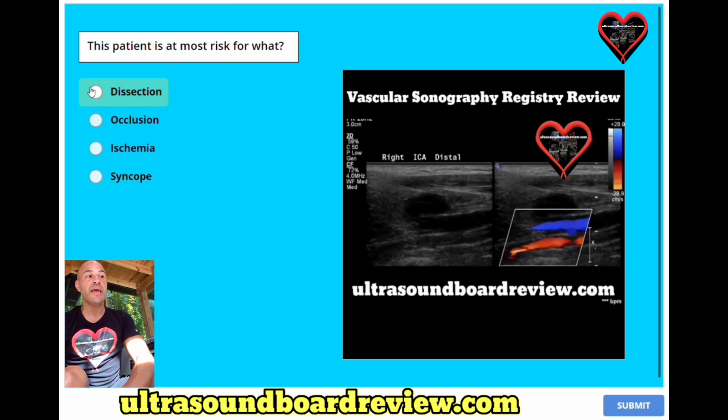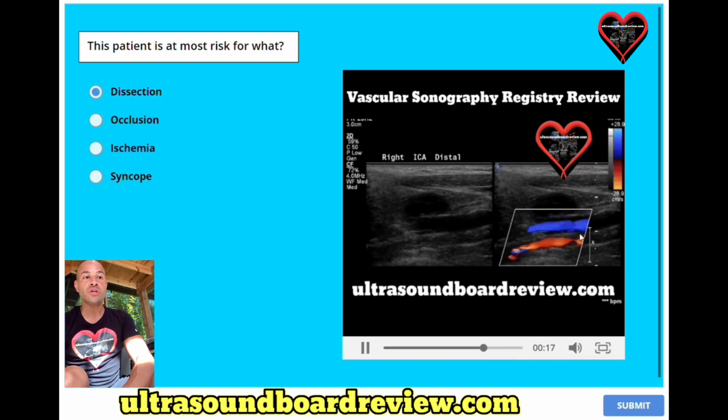The answer is A, dissection. This ultrasound represents a patient with fibromuscular dysplasia, or FMD.